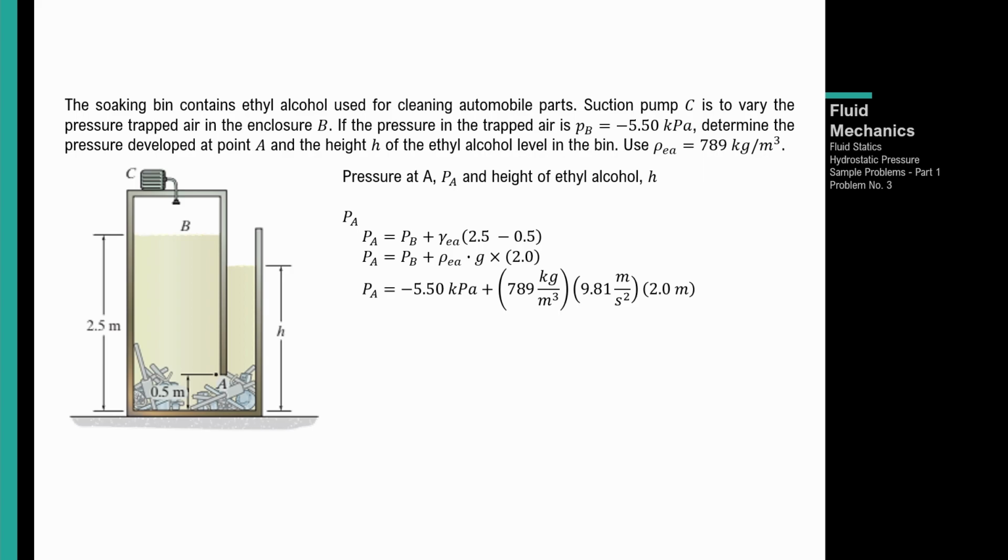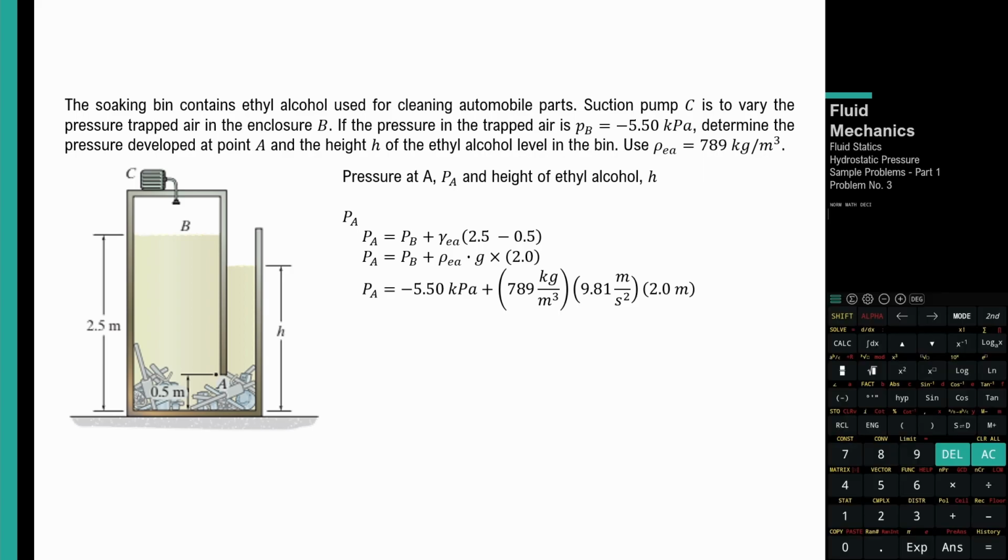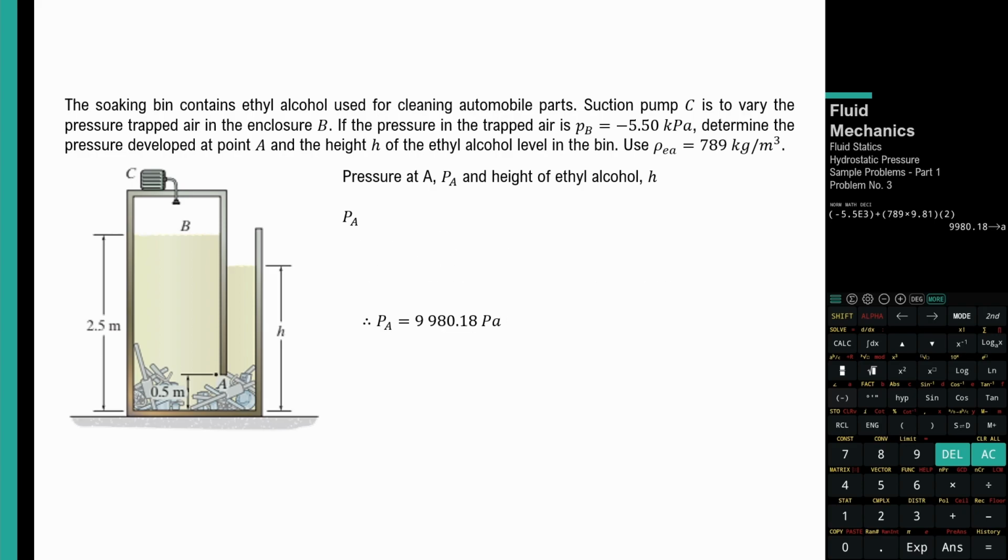So substitute the given values. Therefore, negative 5.5, since it is in kilopascals, times 10 raised to 3, plus 789 times 9.81 times 2. So therefore, the pressure at A, which I will just store in A, is 9980.18 pascals.